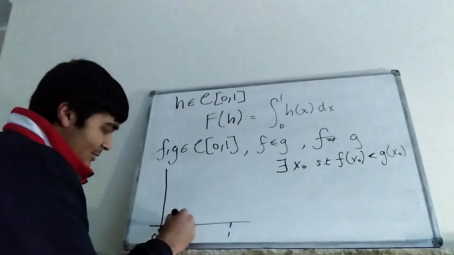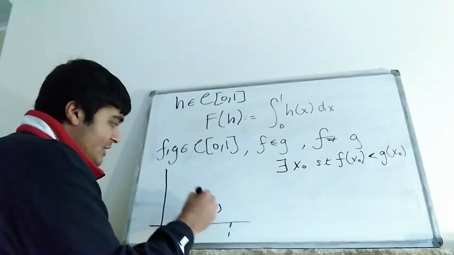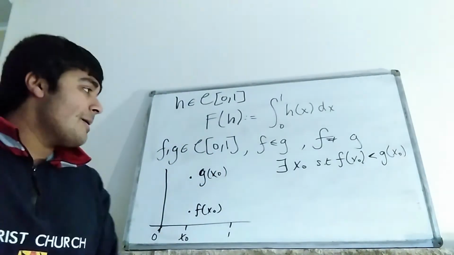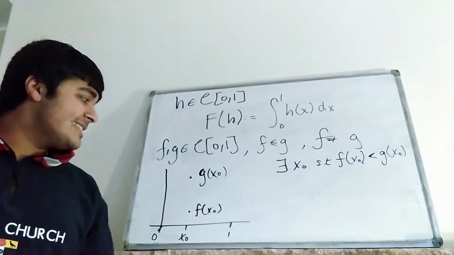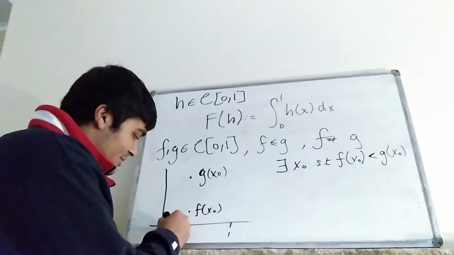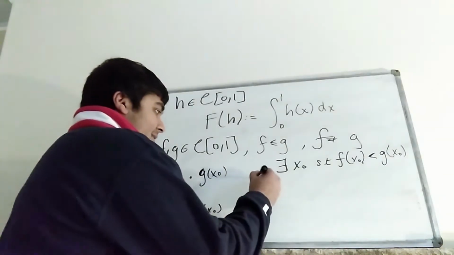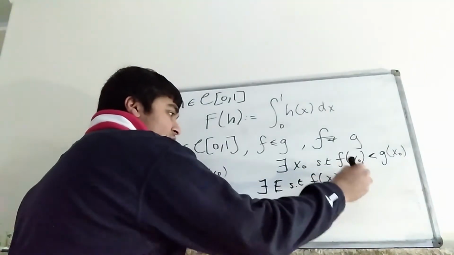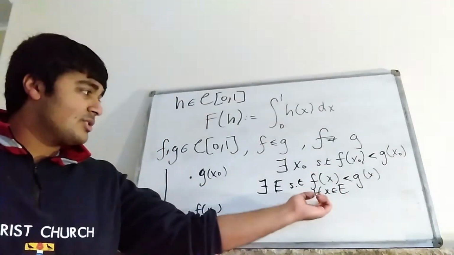Okay, so we could have, say, this point here, x0, and f of x0 is, say, this point here, and g of x0 is, let's just make it really big. But the key point now is that because f and g are continuous, there's some small interval around x0 for which f is strictly less than g. So there's some small interval here, and I'm going to call this whole interval E. So there exists an interval E such that f of x is strictly less than g of x for all x in E, and this follows from continuity.